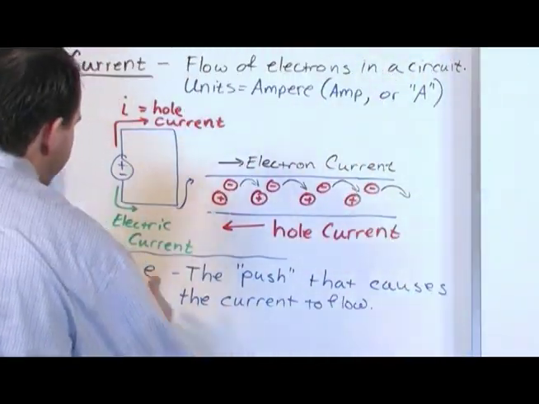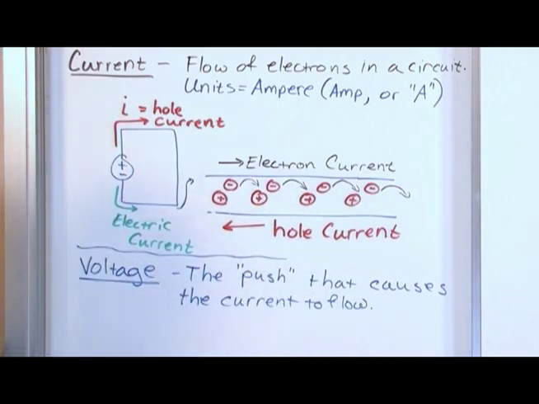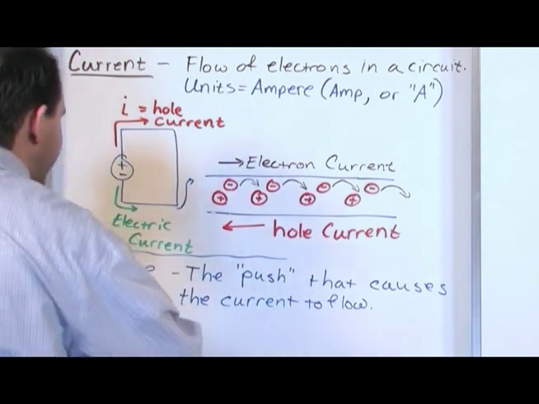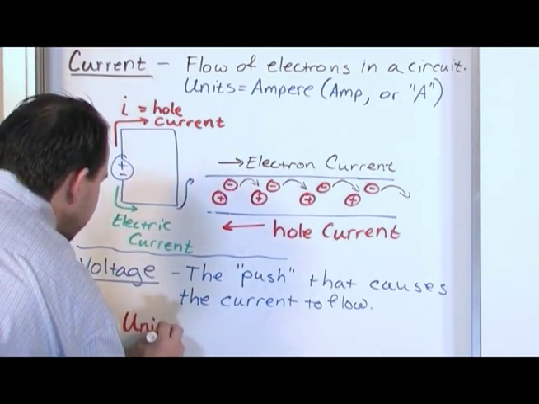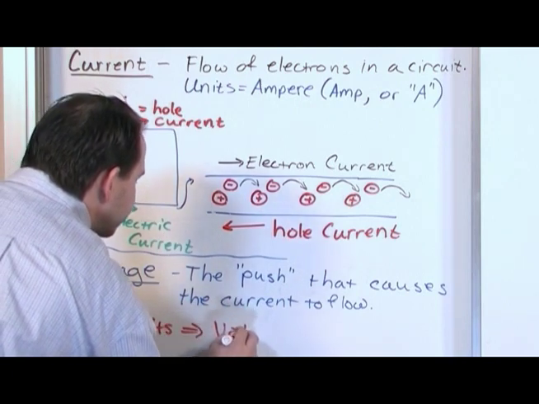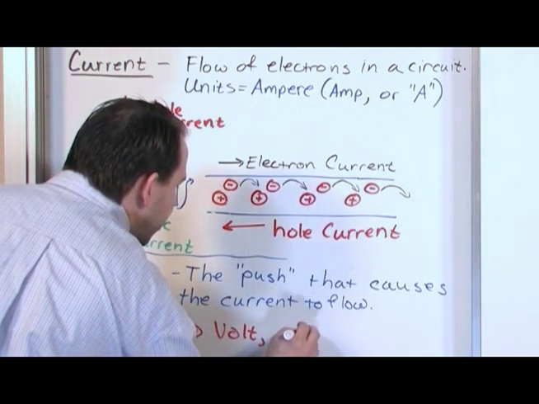So it always comes from a battery or some kind of other source that you might get that's generated out of the wall. Now, for the units of voltage, the unit is the volt, or simply call it V.